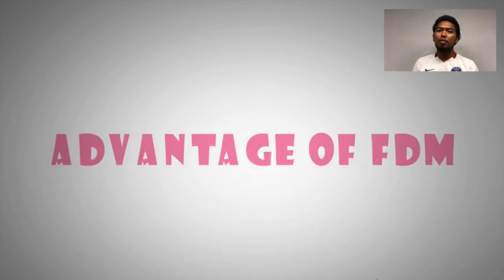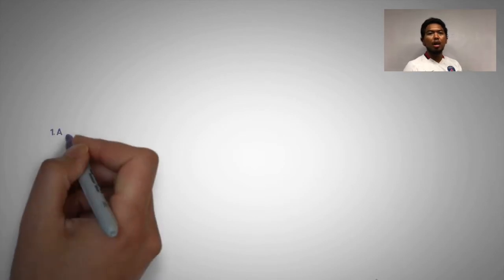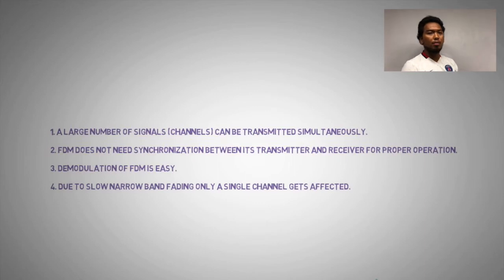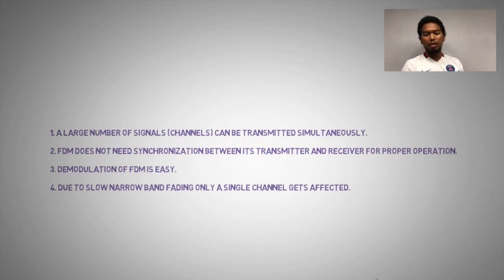The advantages of FDM. There are four advantages of FDM. Firstly, a large number of signals or channels can be transmitted simultaneously. Number two, FDM does not need synchronization between its transmitter and receiver for proper operation. Number three, demodulation of FDM is easy. And number four, due to slow narrowband fading, only a single channel gets affected.